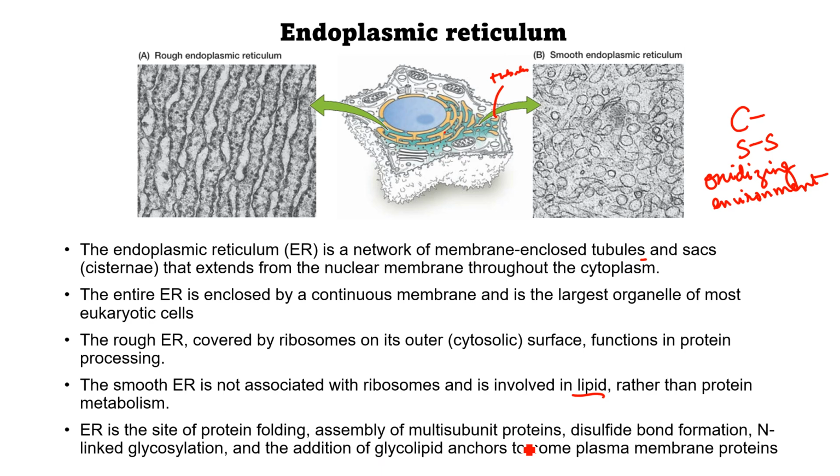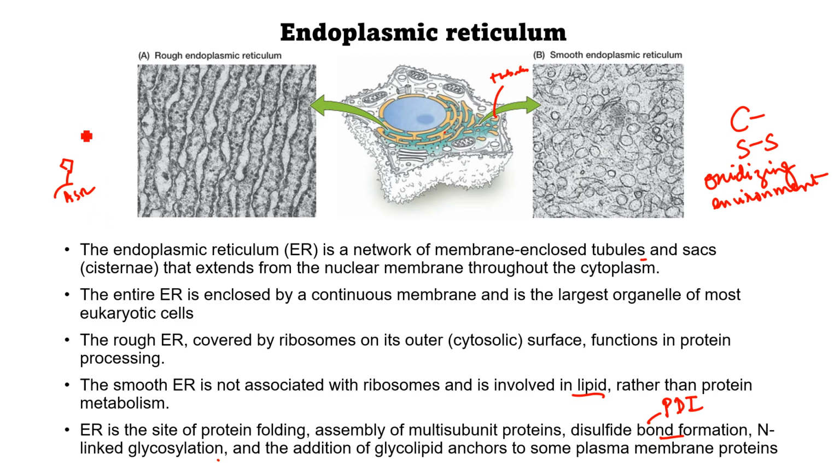They are involved in assembly of multi-subunit proteins and disulfide bond formation, and one of the enzymes involved is protein disulfide isomerase. That is one of the enzymes present in the endoplasmic reticulum, and it helps in the formation of disulfide bonds. Then N-linked glycosylation: if you need to add a sugar group to the protein molecule, these sugar molecules are added at specific amino acid residues, the asparagine residues.